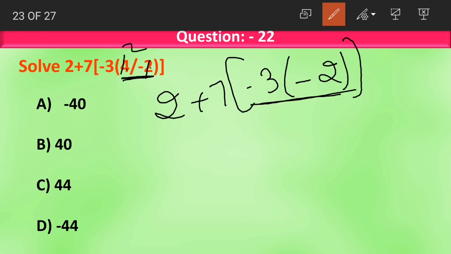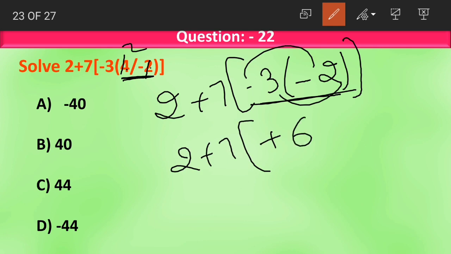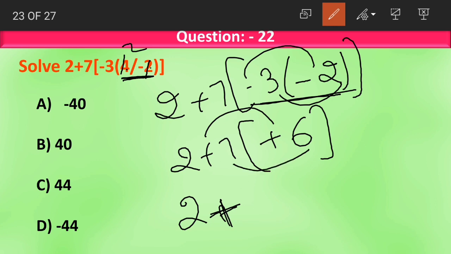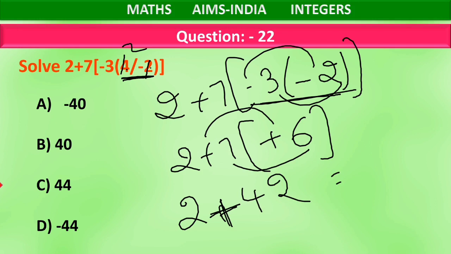Now, next bracket. Minus 3 into minus 2. Minus into minus becomes plus. 3 2s are 6, right class? Next, here we have plus 7 and plus 6. Both the signs are same, so the answer will be positive. 7 6s are 42. 2 plus 42 is equal to what class? Yes, 2 plus 42 is equal to 44, which is option C here.